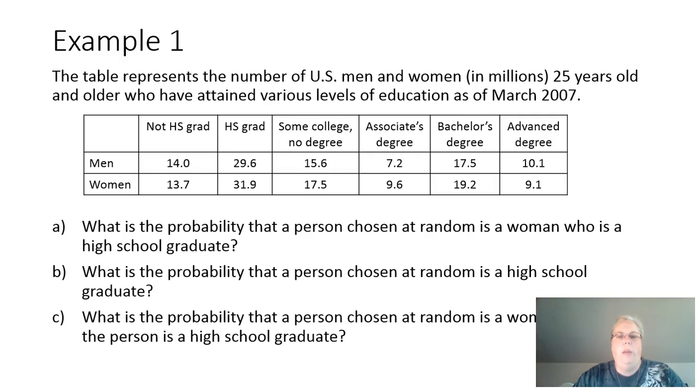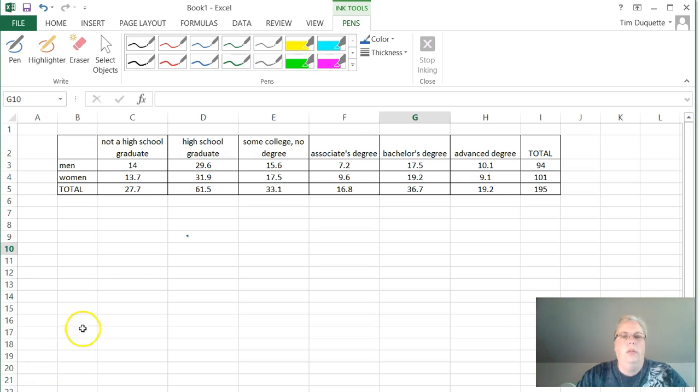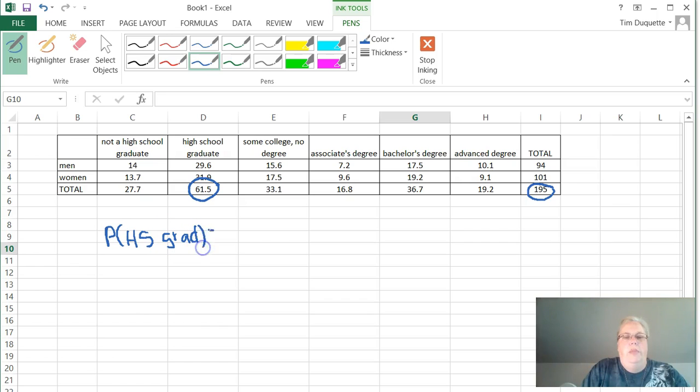B. What is the probability that a person chosen at random is a high school graduate? Alright, well, all of our high school graduates are right here in the 61.5, and then the total, of course, is over here at 195. So the probability of a high school graduate is going to be the number of high school graduates divided by our total here. And when we put it into the calculator to get our 3 decimal estimate, we get 0.315.